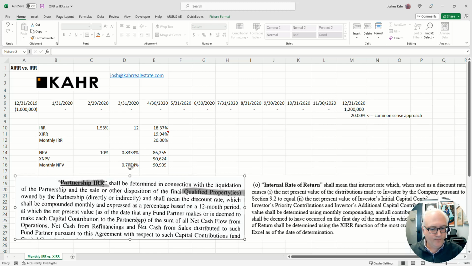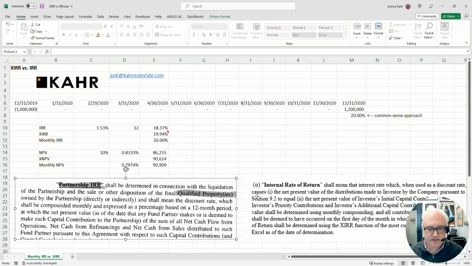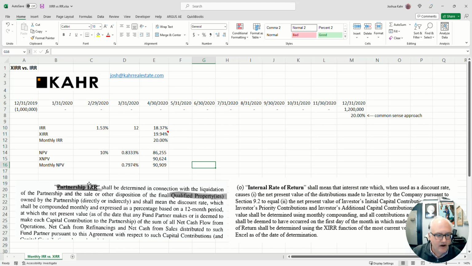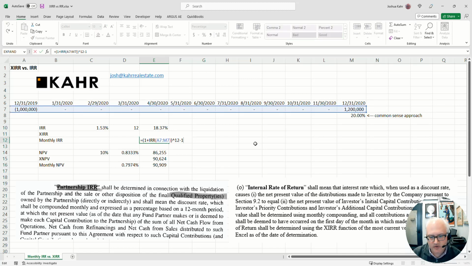For example, in this paragraph on the left, taken from an actual partnership structure, it says we're going to calculate the IRR based on a discount rate and a 12-month period. So that works. It's on a 12-month period. Everything's monthly, so whether I pay you on March 5th or March 1st or March 20th, it's basically just saying March is March's money, so don't worry about it. That would be you taking it to the 12th power minus 1.